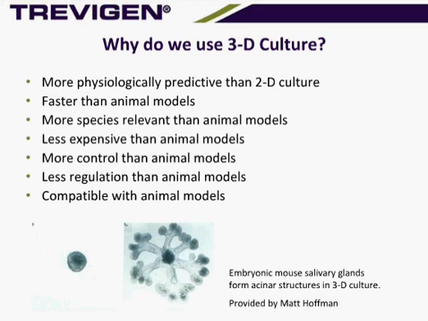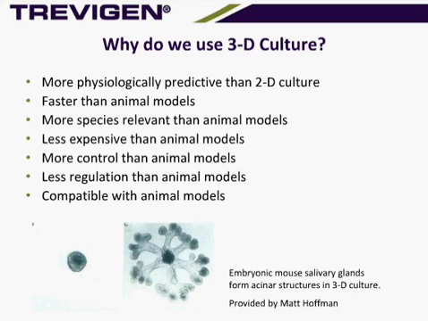Okay, and then it's also important to look at why we use 3D culture. So why is it important? As I discussed on the previous slide, it's more physiologically predictive than 2D. We're able to actually grow organotypic structures rather than just sheets of cells. It's faster than animal models, more species relevant than animal models because we can use human cells. It's less expensive than animal models.